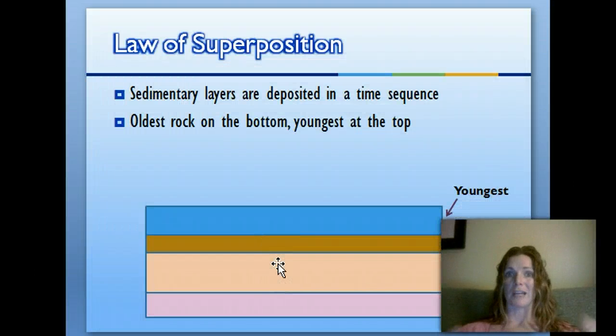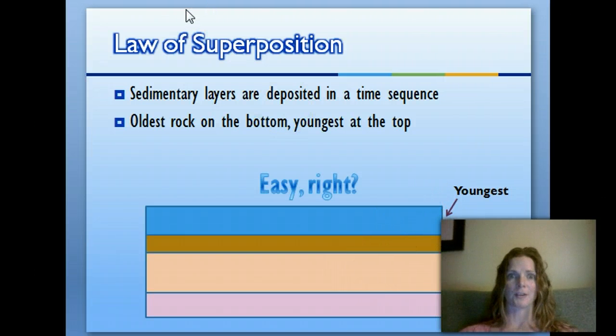So let's give you a quick little brief introduction to that. The law of superposition: sedimentary layers are deposited in a time sequence. So the oldest rock is on the bottom. Yes, oldest. And the youngest rock is on the top. Right? Brilliant. Hopefully you understand that. So that's the law of superposition, just really simplified. So basically you have the oldest rock that's laid down first, and then these rocks keep going up with the youngest on the top. Okay? That's kind of how scientists get the relative dating of something.